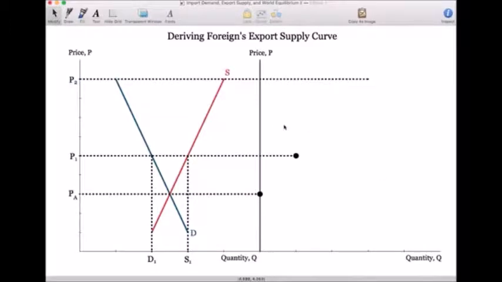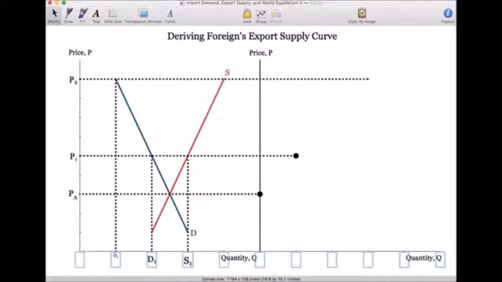So at that price, we can make a determination of what domestic quantity demanded and quantity supplied are going to be. So if we go from that price over to the domestic demand, this tells us what the quantity demanded is going to be equal to. So I will label that D sub 2. So that gives us, did not want to do that, hold on. There we go.